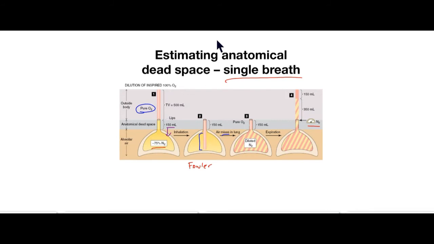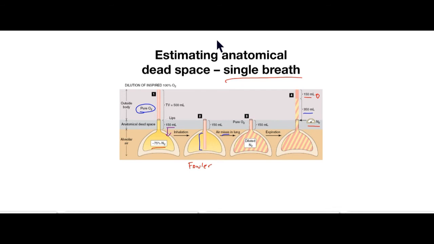What would be the nitrogen level that you would see in this first 150 mils? Zero, right? Because by definition, that is the pure oxygen that you breathe in, so there shouldn't be any nitrogen in it because it's stuck in your conducting airways. In theory, it didn't mix at all, so when you breathe it out, that should be a zero value. Once you get past that anatomical dead space, you're going to start seeing that 350 mils that will be that mixed diluted nitrogen plus the oxygen that you breathed in. So you're going to see a different value of nitrogen in that 350 mils.